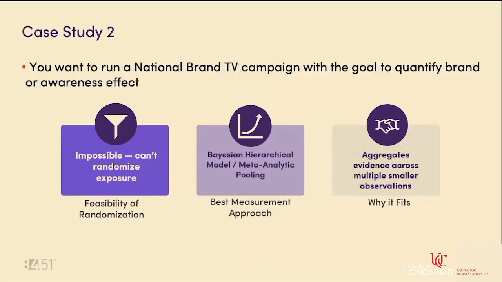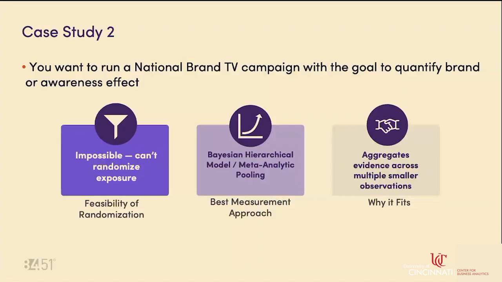But if you have the second use case, where you're running a national brand TV campaign with the goal to quantify brand or awareness effect, you're the head of marketing running a huge Thanksgiving campaign on TV for Kroger, and you want to say, hey, can you quantify whether that campaign was a success or not? How do we do that? It's impossible to hold out random controls there. You don't know who gets exposed to that at any given point in time, who might log in and watch that ad on that specific channel at that specific time. There's no way you can control that. So again, randomization is impossible in this case.